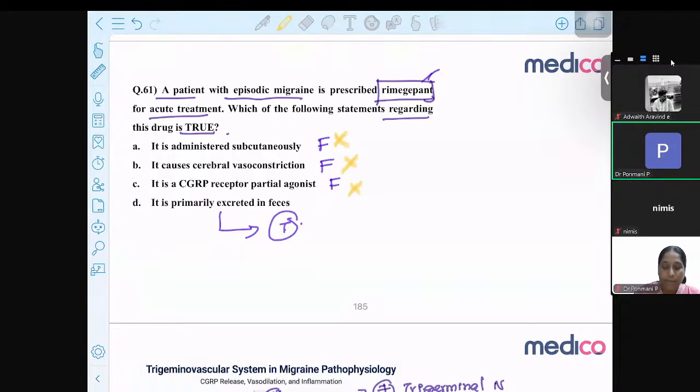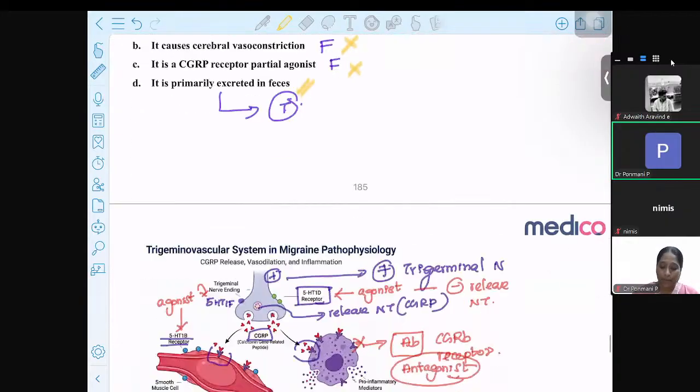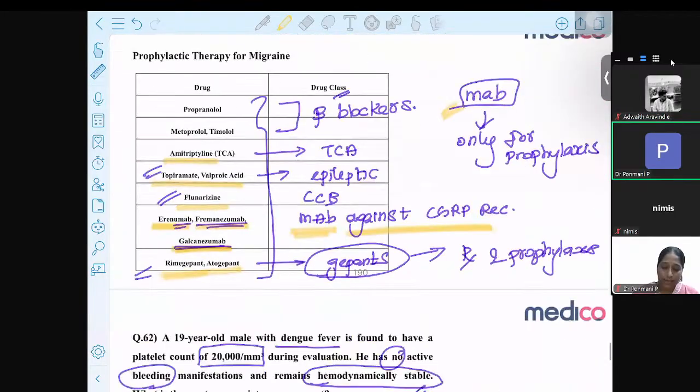And they are CGRP receptor antagonists. It is not a partial agonist. And it is excreted in feces. This is the true thing. Okay, so this is the true statement. Now moving on to the next question.